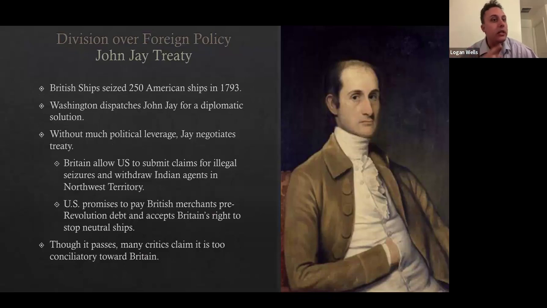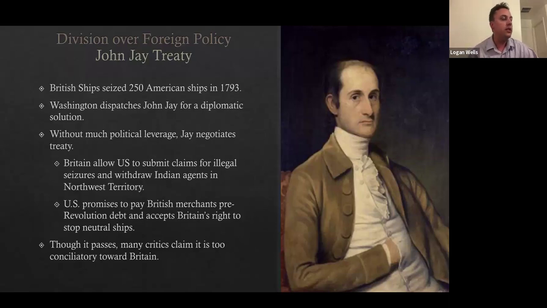But what had happened during this time is that Britain was beginning to seize ships, right? Britain was trying to cut off any kind of trade from France, and you had the United States, which was a neutral nation during this time, trying to trade with both Britain and France. And Britain was actually seizing American ships, even though America was a neutral nation. And so in 1793, the British seized 250 American ships.